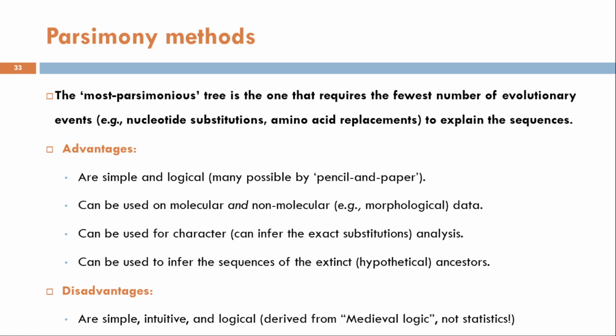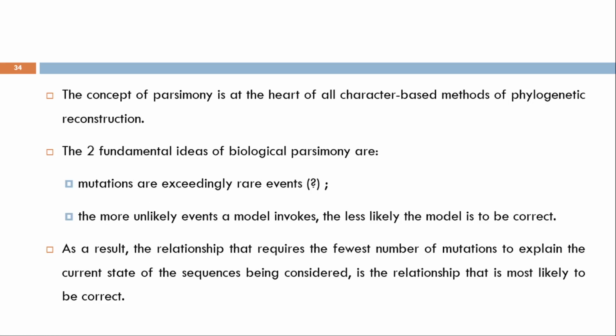It can be used for character, means it can infer the exact substitution analysis. Number 4, it can be used to infer the sequence of the extinct, means hypothetical ancestor. The only disadvantage of using the maximum parsimony is it is simple, intuitive, and logical, but it is not supported statistically. All right. So let's see in very detail.